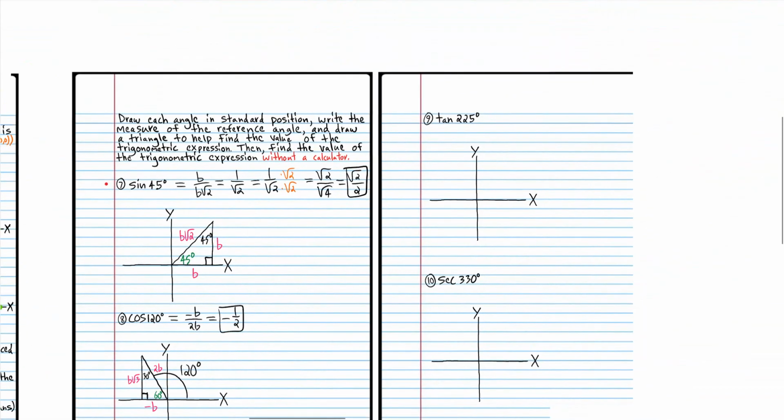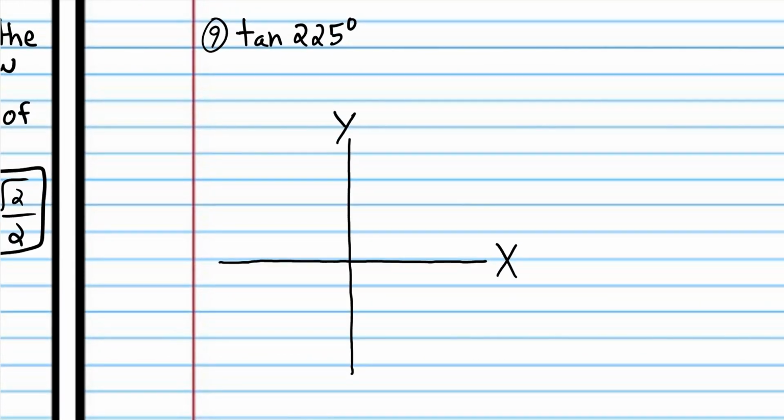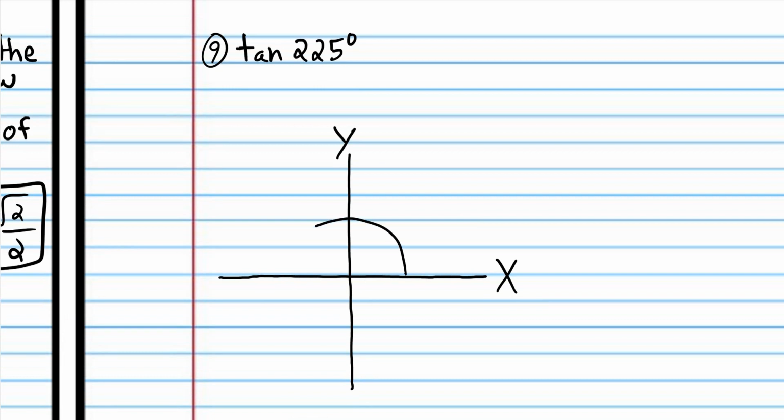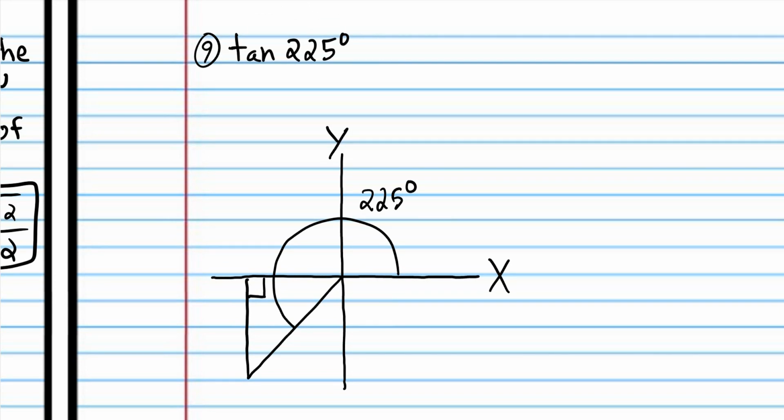Okay, so let's try some more of these. Tangent 225 degrees. So we're going to rotate 225 degrees. So that is the angle. And then we need to draw a triangle to help us find the values of these trigonometric functions. And these functions are only defined for right triangles, so we need a right angle there. Now help me find the reference angle. What would that reference angle be?